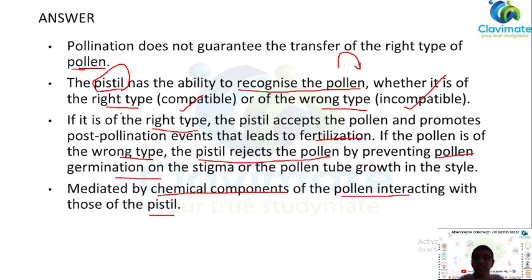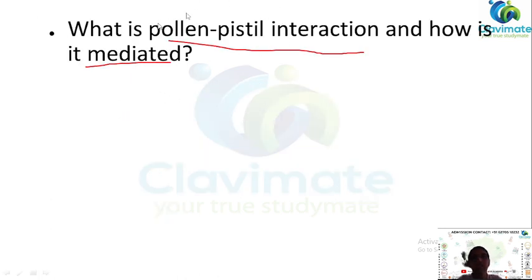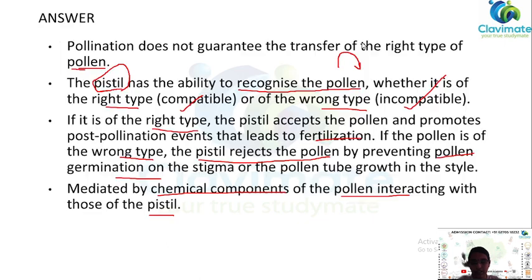Okay, this is pollen-pistil interaction. So you have to write why pollen-pistil interaction is important. And then you have to write how the pistil has the ability to recognize the pollen due to chemical components, and what happens if it's the right type and what if it's the wrong type. So you have to list these 4 points.